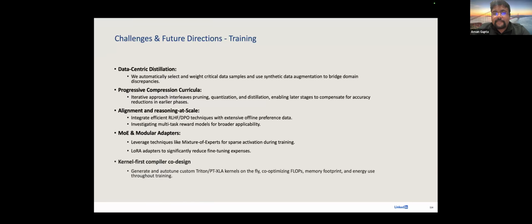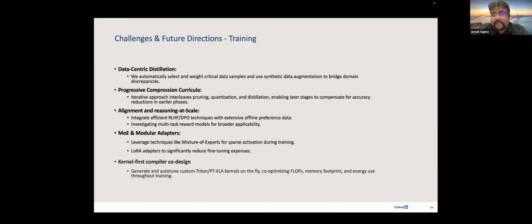So for training, as you already mentioned, data plays a huge role, and selecting the right data samples and using synthetic data wherever possible to close domain gaps is something that has a rich scope and is an active area of research. And as Kehan mentioned already, for compressing models during training, you need to interleave pruning, quantization, and distillation so that you're able to compensate for accuracy loss and still get a very high quality model, which works really well for latency sensitive use cases or resource intensive use cases.